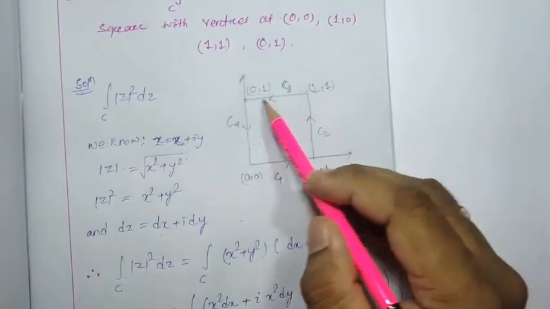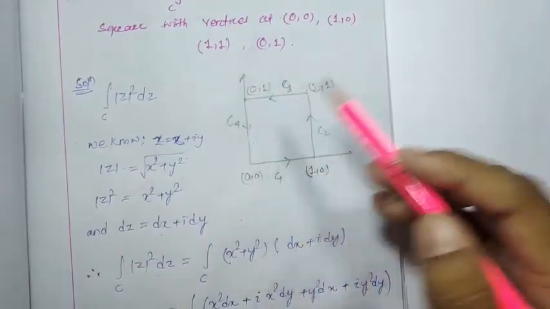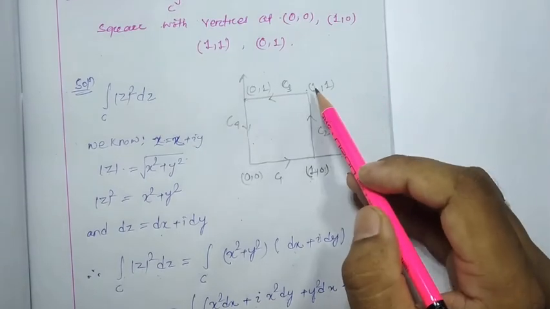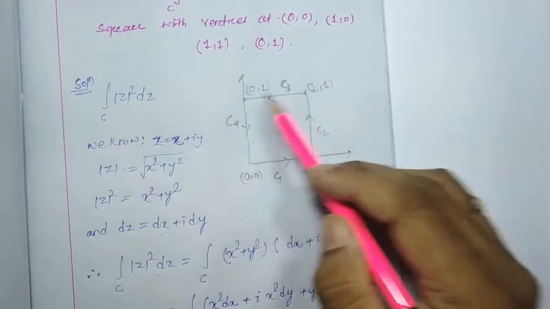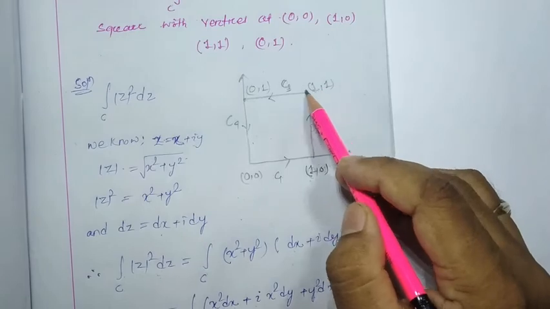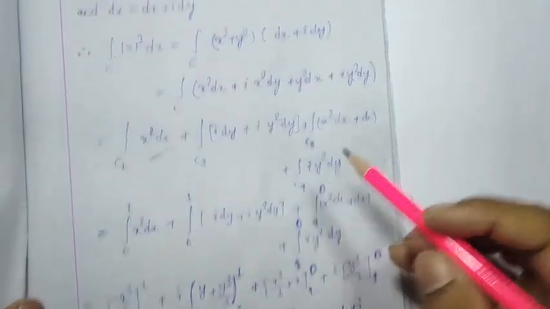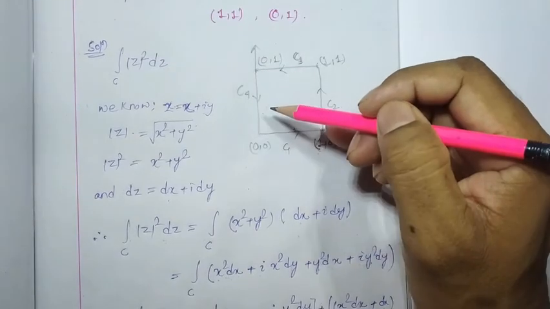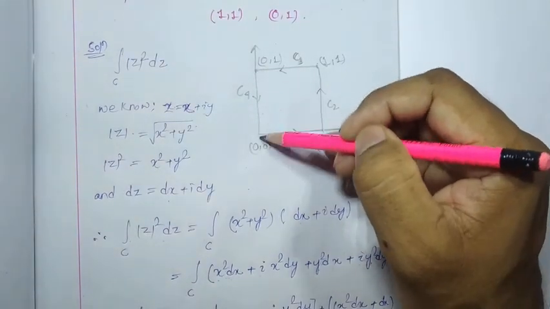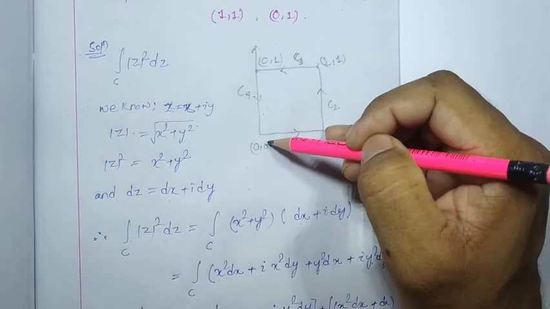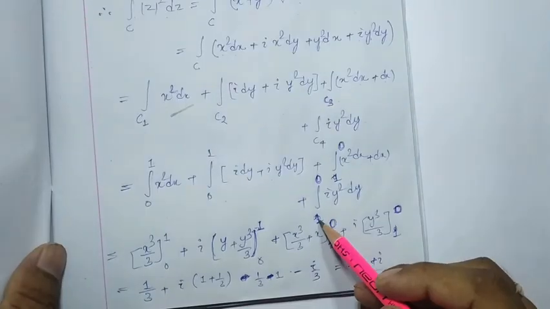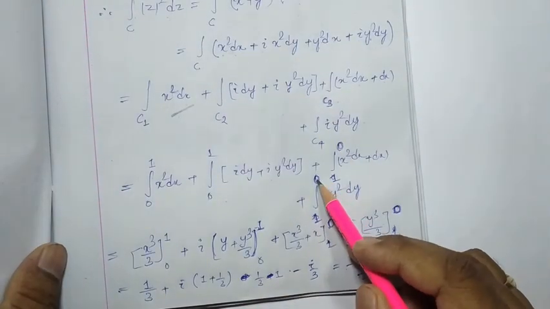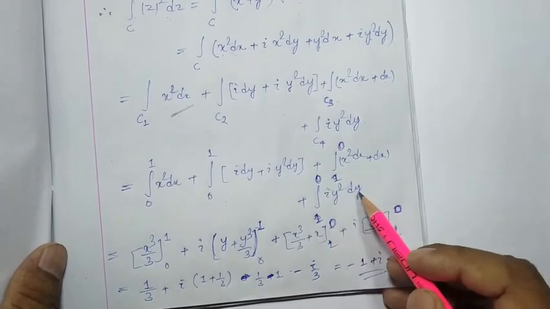But along C3, that is important. Along C3, which one changes? X changes. But from what to what? From 1 to 0. So the lower limit will be 1, upper limit will be 0. Along this path, C4, what changes? Y changes from 1 to 0. So lower limit 1, upper limit 0, i y square dy.